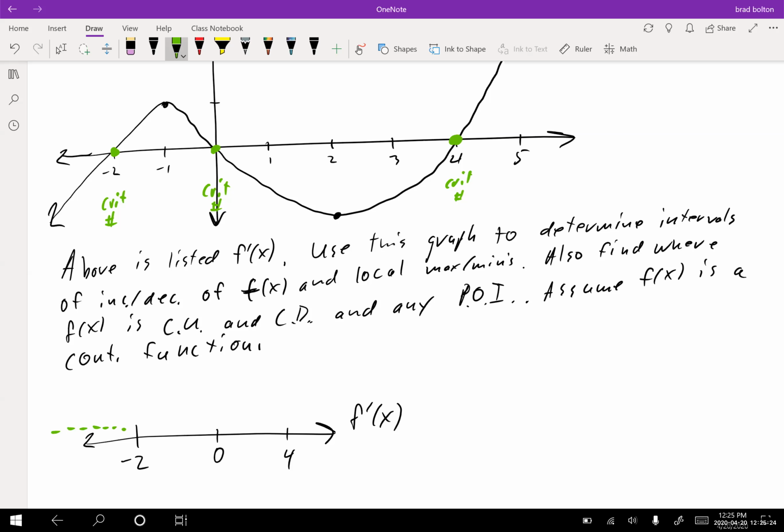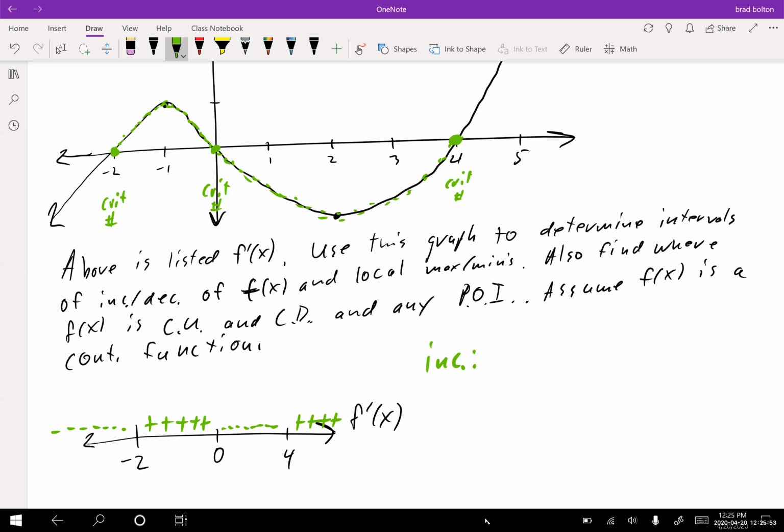On the right side of -2, all the way up until 0, notice the derivative is above the x-axis. So doesn't that mean that the derivative is positive? So we know that this is positive. And then now we know this is negative from here to here. Look, these are all below the x-axis. So that means those derivative values must be negative. Okay, and then back to positive past 4.